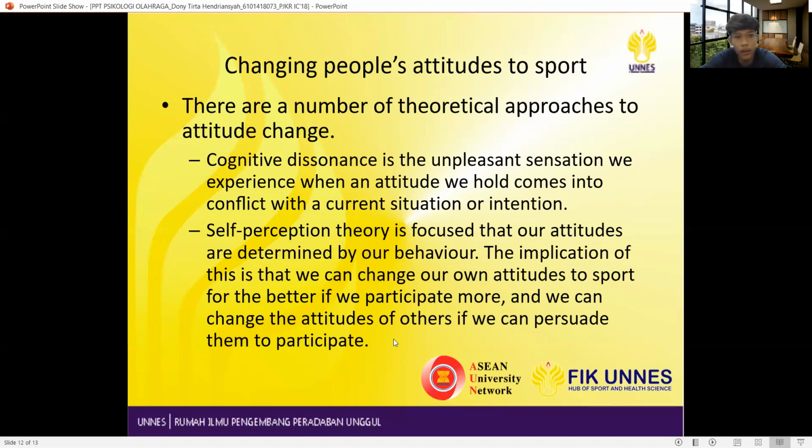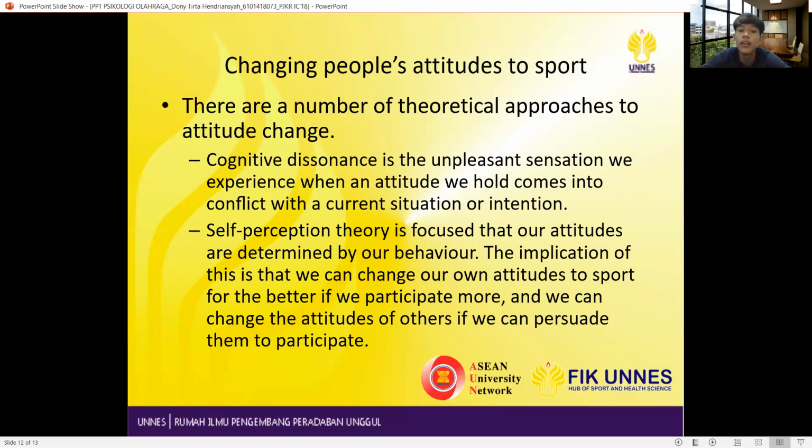Changing people's attitude to sport. There are a number of theoretical approaches to attitude change. Cognitive dissonance is the unpleasant sensation we experience when an attitude we hold comes into conflict with a current situation. For example, we may believe that it's very important to work out at least three times a week to keep our fitness, but we might not be able to work out for the next week because we are going on holiday or working particularly hard.